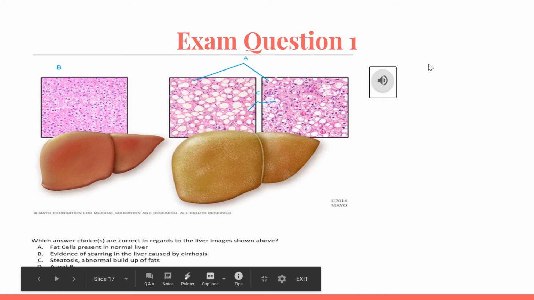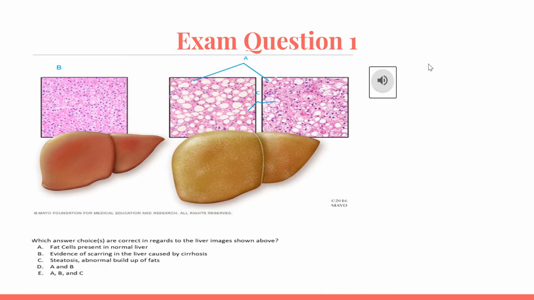This question shows 3 pictures, 1 of a normal liver and 2 of a liver affected by non-alcoholic fatty liver disease. For answer choice A, fat cells present in the normal liver, these pictures are showing an abnormal amount of fat cells in the liver tissue, so this answer is not correct. For answer choice B, evidence of scarring in the liver, this picture shows a picture of a normal liver tissue, so this answer is not correct either. For answer choice C, steatosis, abnormal buildup of fat cells, this answer choice is correct because there are an abnormal amount of fat cells in these liver tissues.